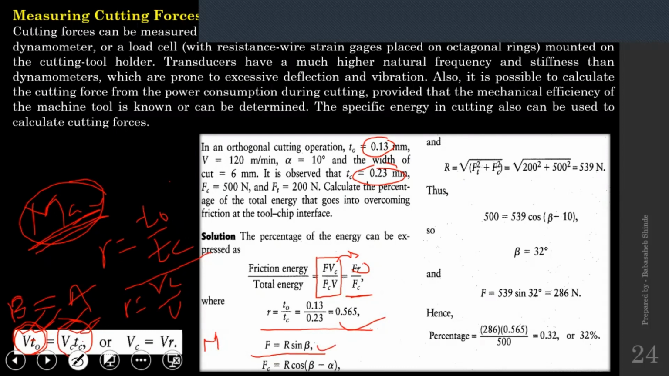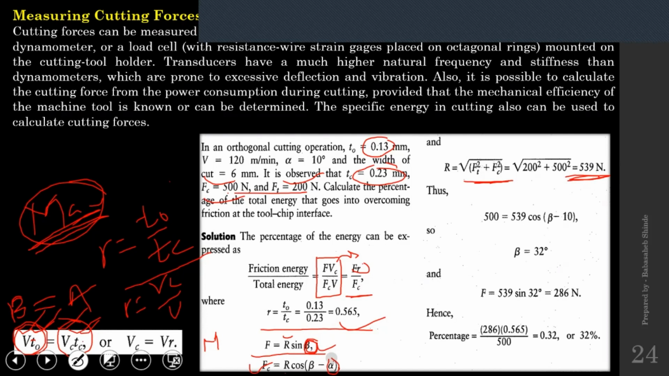Now, this beta is unknown. R we can calculate because FC and FT is given. If you calculate resultant of those two, square root of FC square plus FT square, you will get this R that we can calculate, but this beta is still unknown. And to calculate that beta, there is alternative relation, FC is equal to R cos beta minus alpha. Now this FC is known, that is given 500 Newton. R, suppose that we have calculated 530 Newton, 539 Newton.